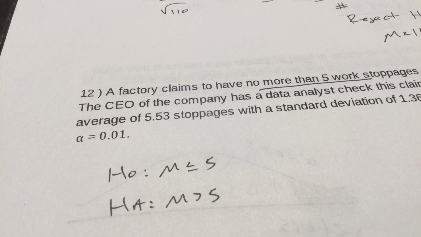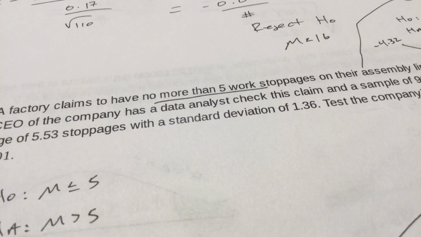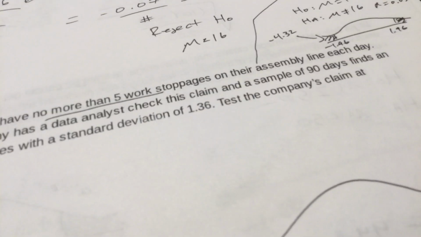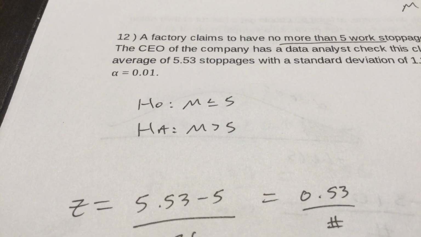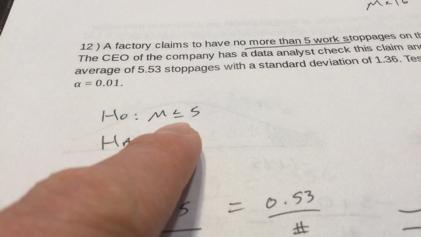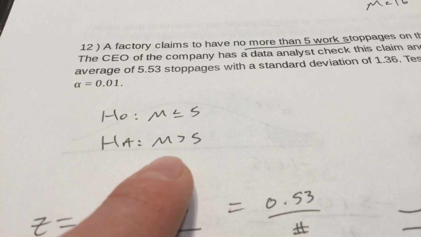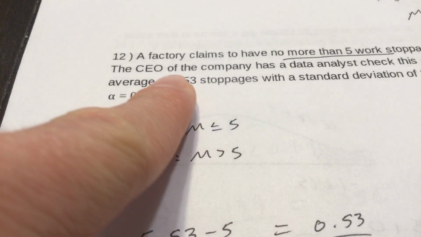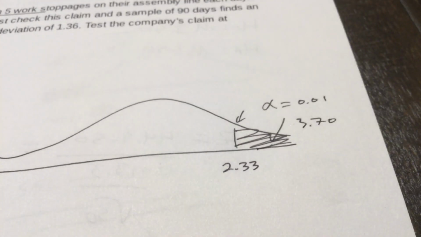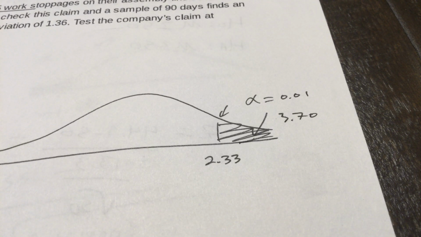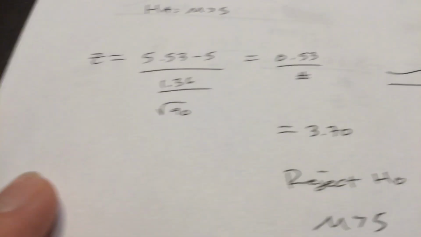Last one for this video. A factory claims to have no more than 5 work stoppages on their assembly line each day. The CEO of the company has a data analyst check this claim. In a sample of 90 days, he finds more than that on average, with a standard deviation of 1.36. Test their claim at alpha is 0.01. No more than means less than or equal to 5. You're going to do a right-tail test, and that makes sense because the sample mean was bigger than 5. Right-tail test, alpha is 0.01, that is 2.33, which begins the rejection region.